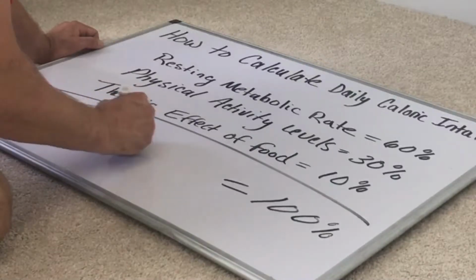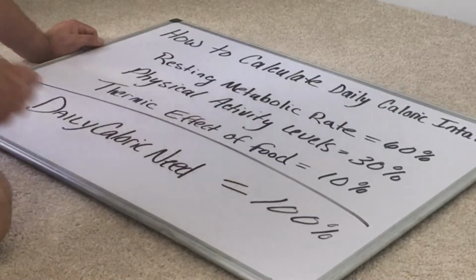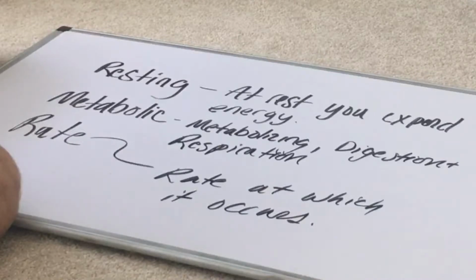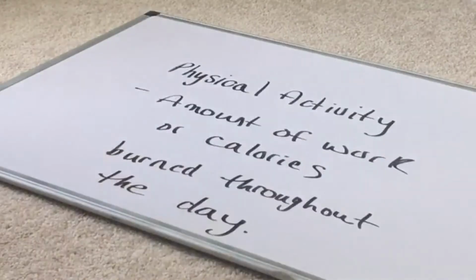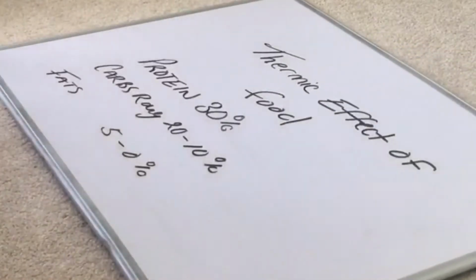Your daily caloric intake depends on your resting metabolic rate, your physical activity level, and the thermic effect of food. Your resting metabolic rate is the rate of calories you burn at rest during digestion, respiration, and blood pumping. Physical activity is the amount of work or exercise you do per day, and the thermic effect of food is mainly driven by the amount of protein and carbs that you eat.